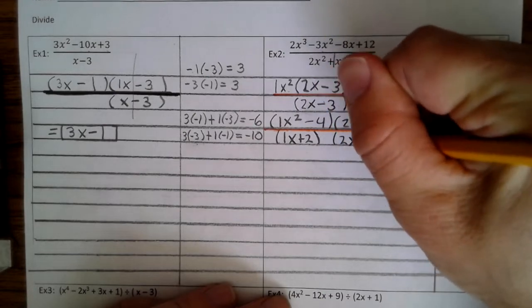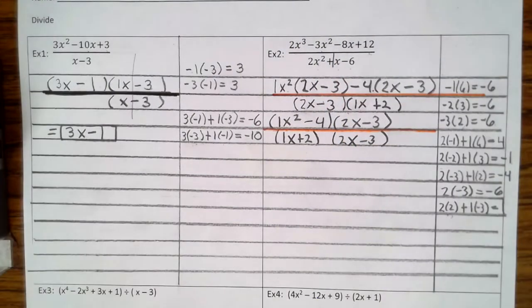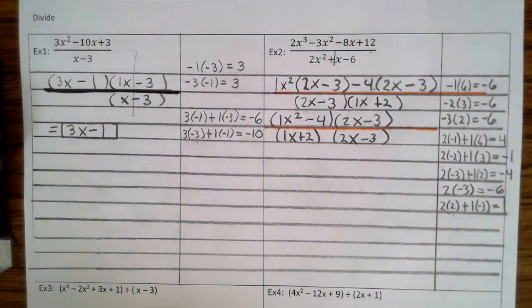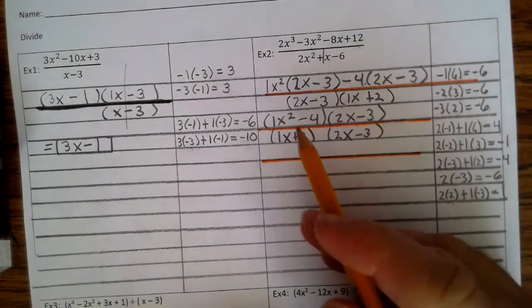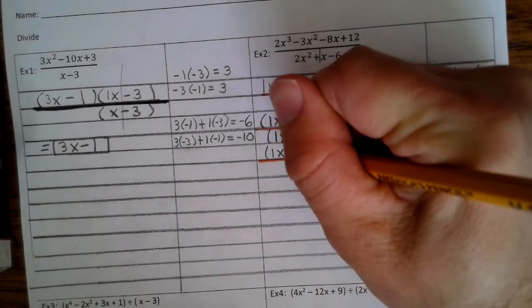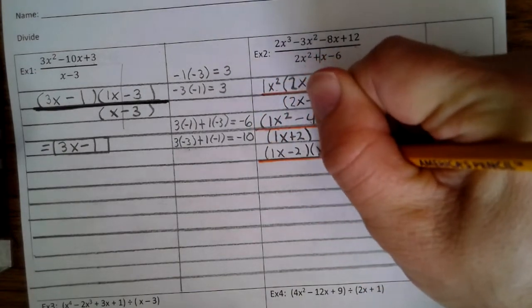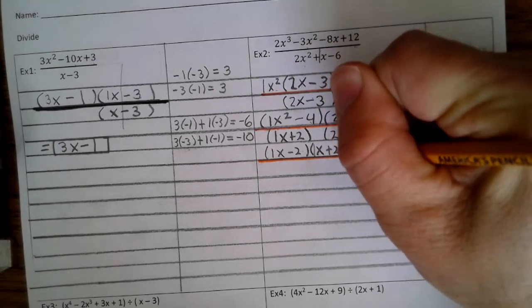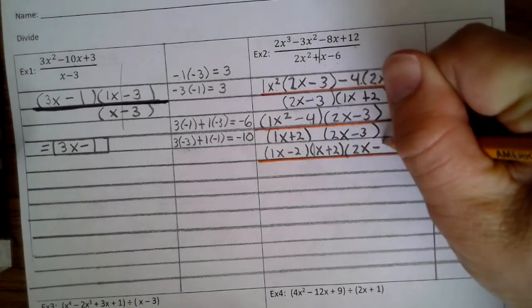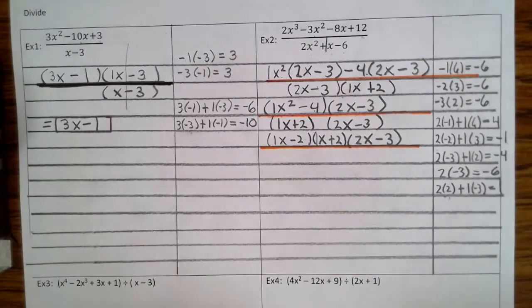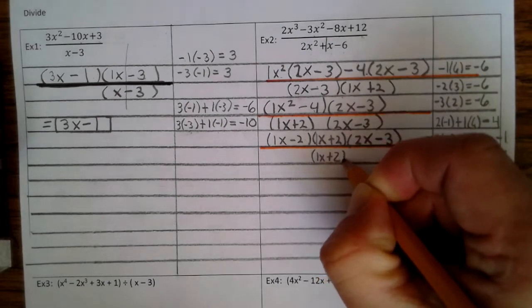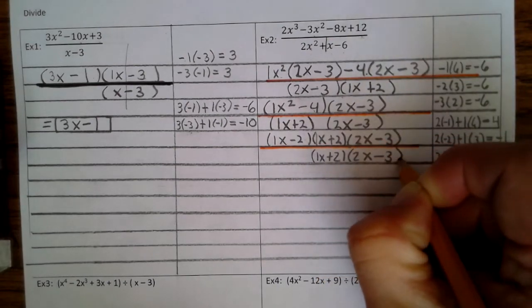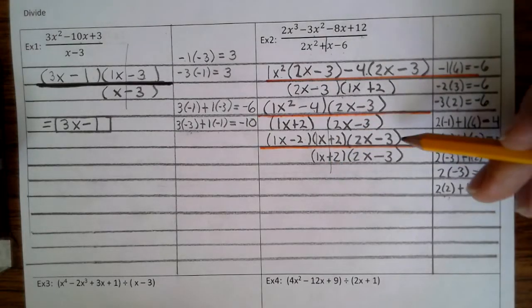Okay. Now the numerator, it looks like, can be factored, so we're going to need to factor the numerator just a little bit more. So 1x squared minus 4 is 1x minus 2 and 1x plus 2, times 2x minus 3. So I'm going to go ahead and put the 1x plus 2 here and the 2x minus 3 here, because that divides and becomes 1, and that divides and becomes 1. So you're left with 1x minus 2.